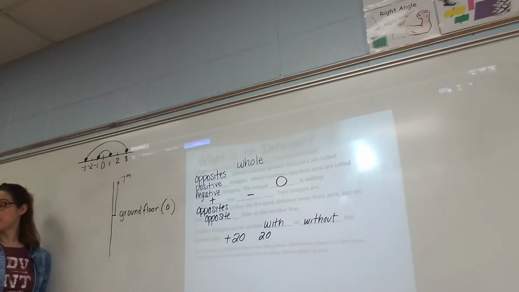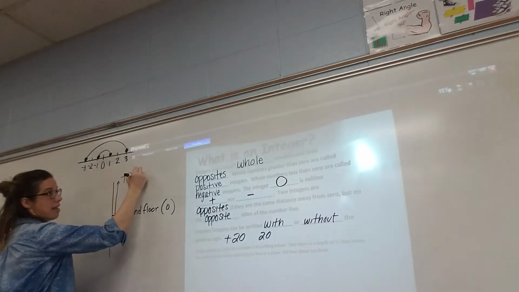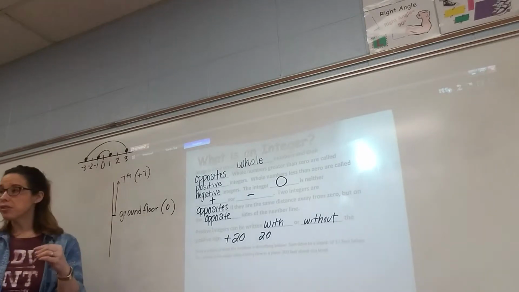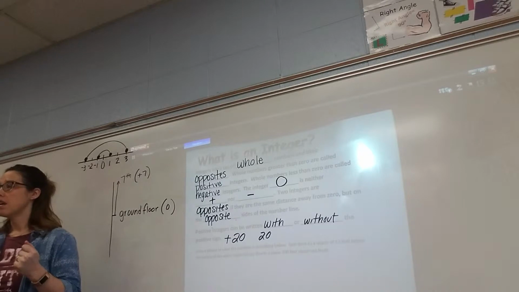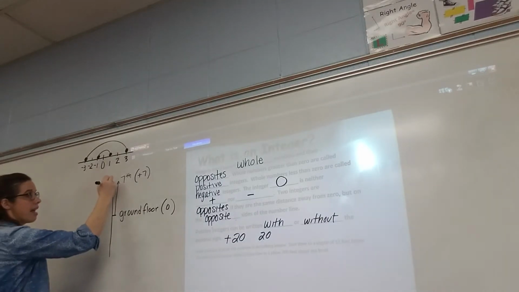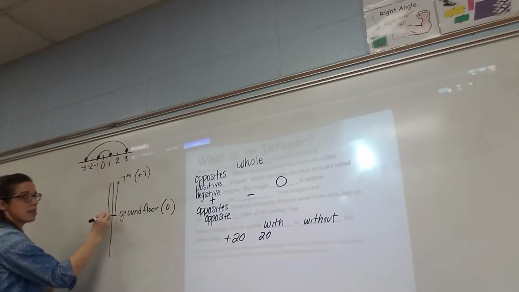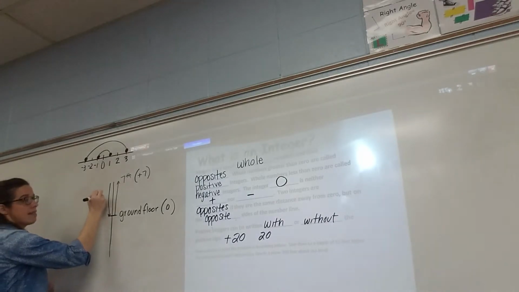The 7th floor, is that represented by positive 7 or negative 7? Positive. Positive 7, right? Well, you get all settled in your room and then you're like, oh man, I forgot something in the car. So you get to go back down to the ground floor, right? How many floors do you go down? 7. So now I go back down 7 floors, which is represented by positive 7 or negative 7? Negative 7.